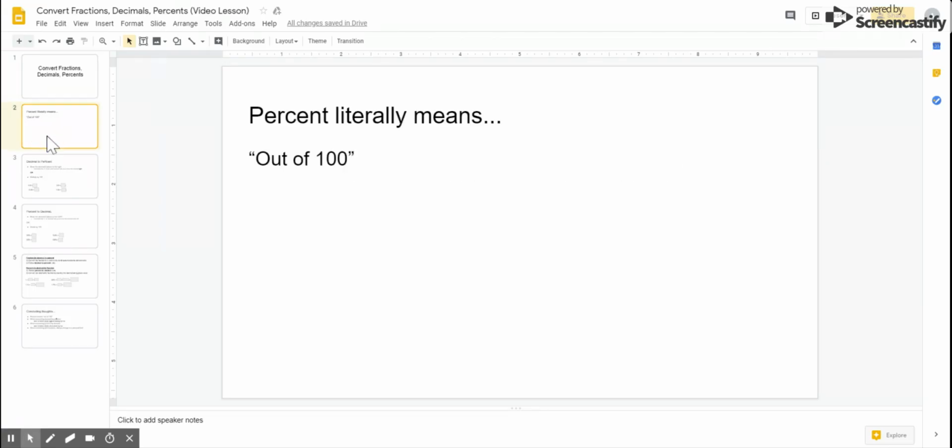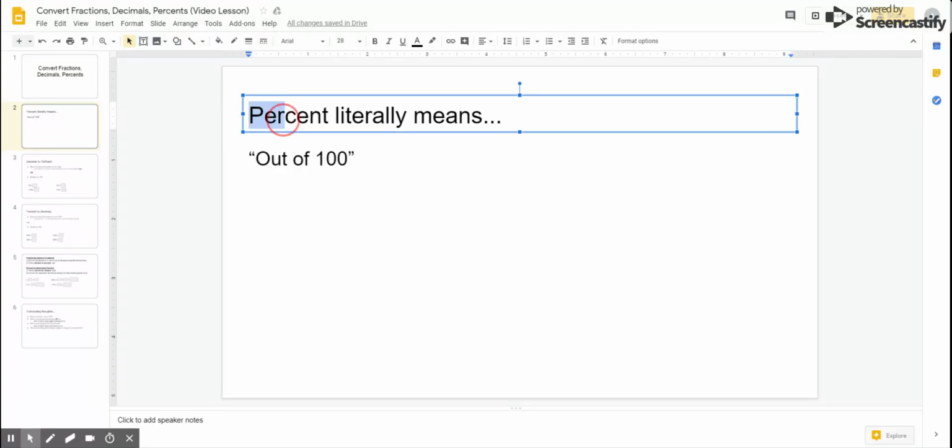First thing I need you to know is that the word percent literally means out of 100. Think of it like this. There are 100 cents in a dollar, so 100 cents make up one whole. Alright, 100% makes up one whole. If you have 20%, or 20 cents, it's like saying 20 out of 100.